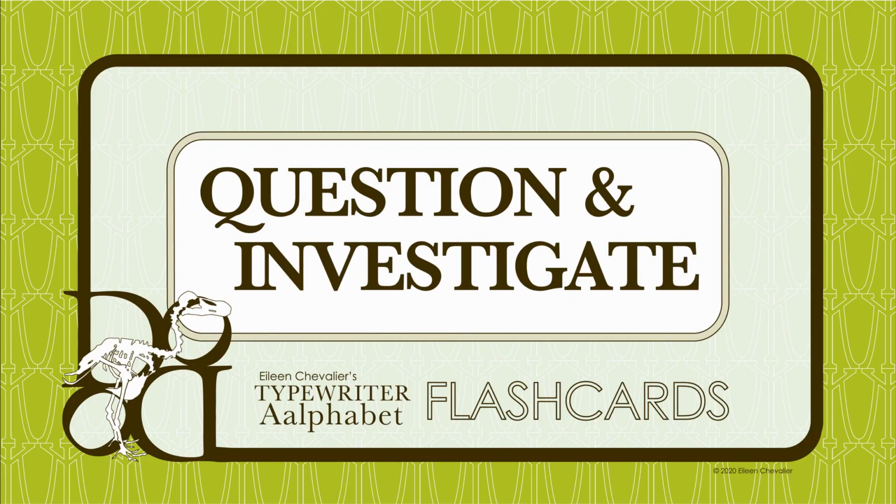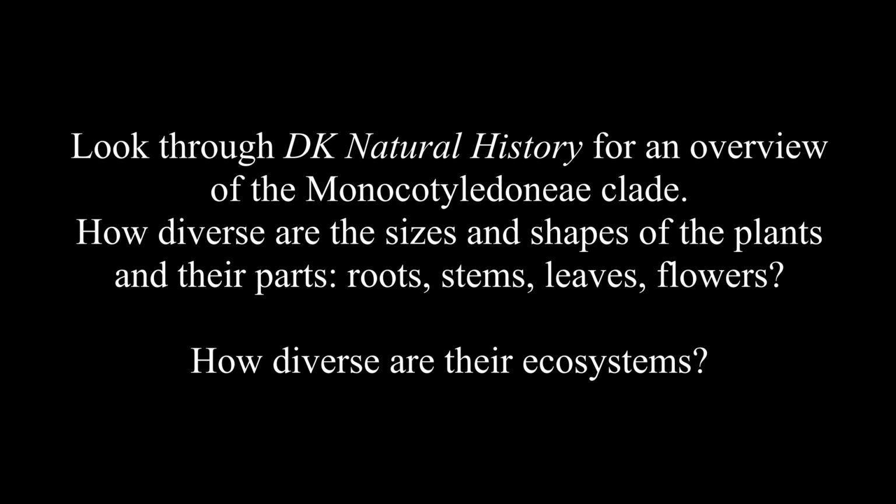The first thing we're going to do in our question and investigate section is look through the DK Natural History book for an overview of how diverse the Monocotyledoneae clade is. How diverse are the sizes and shapes of the plants and their plant parts, such as the roots, the stems, the leaves, the flowers, and how diverse are their ecosystems? Like, are they just kind of all in one place, or are they all over the globe?